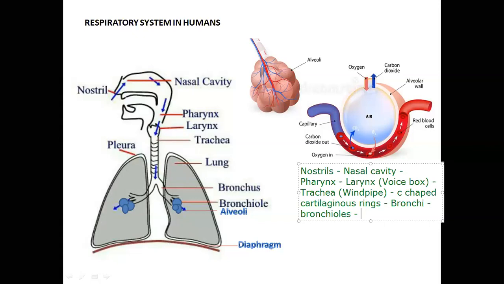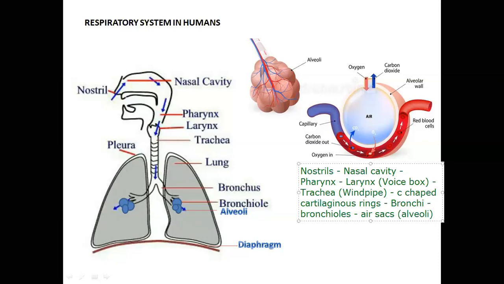Bronchioles, the terminal part of the bronchi, carry some air sacs. They carry some sacs that are filled with air, known as alveoli. And this alveoli is actually the place where gaseous exchange takes place within us, within human beings.